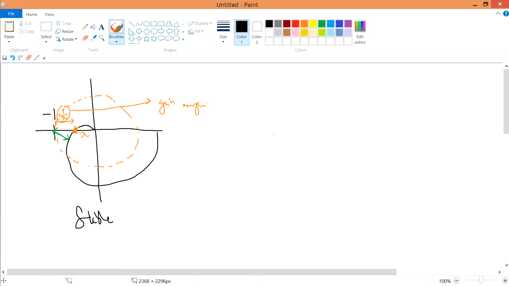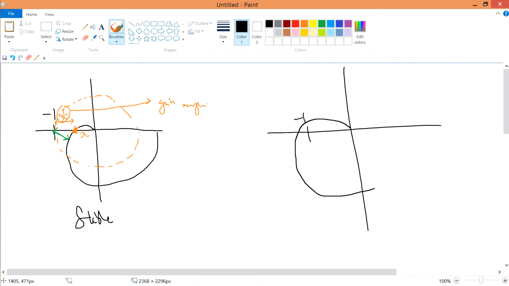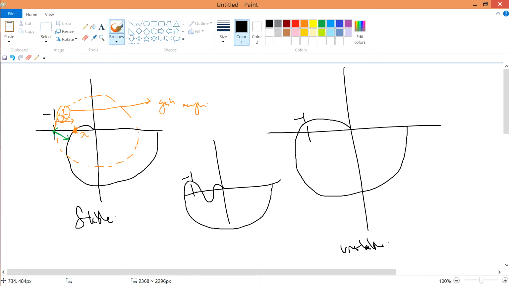So what about the unstable one? Let's just draw it up. We have a -1 over here, and you may have something like this. This is considered unstable. You may also draw a -1 over here, and then you may have something like this. This is also unstable because you have already encircled the -1.